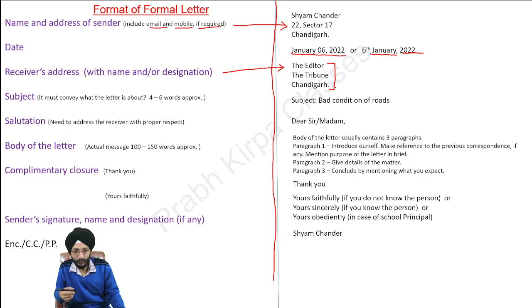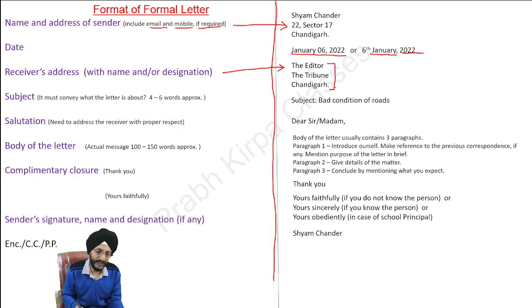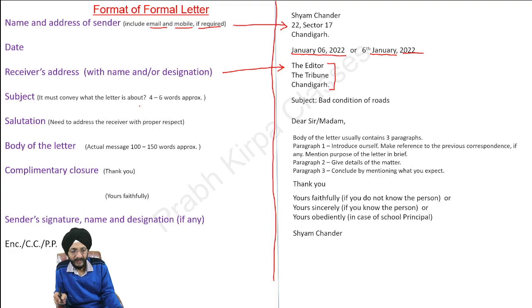Next, in the case of formal letter, subject is must. Please try that the subject should be complete in 4 to 6 words approximately. Subject means what the letter is about. As already told in the previous video, the subject is very important in case of formal letter.